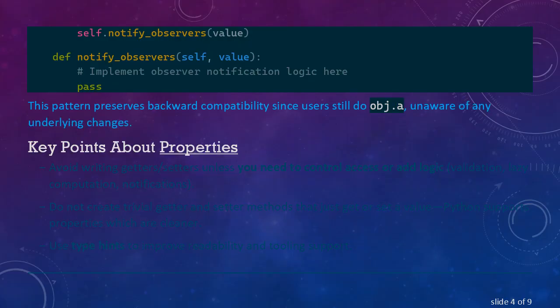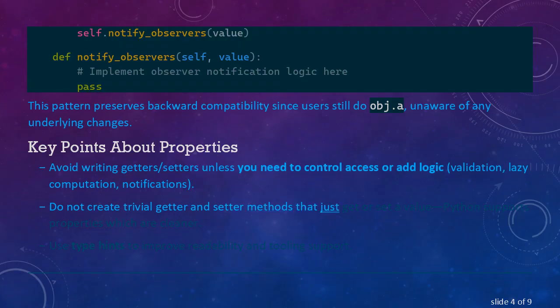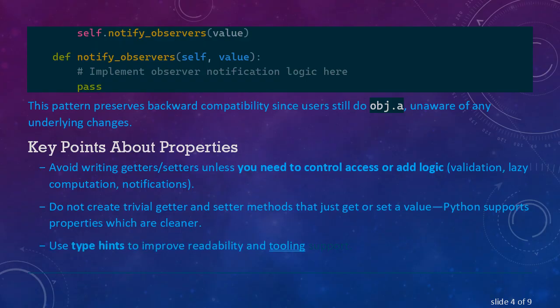Key points about properties. Avoid writing getters/setters unless you need to control access or add logic: validation, lazy computation, notifications. Do not create trivial getter and setter methods that just get or set a value. Python supports properties which are cleaner. Use type hints to improve readability and tooling support.